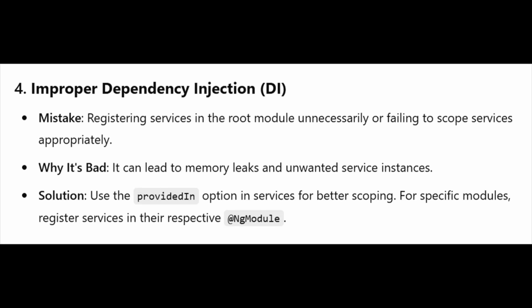4. Improper dependency injection, DI. Mistake: registering services in the root module unnecessarily or failing to scope services appropriately. Why it's bad? It can lead to memory leaks and unwanted service instances. Solution: use the providedIn option in services for better scoping. For specific modules, register services in their respective @NgModule.